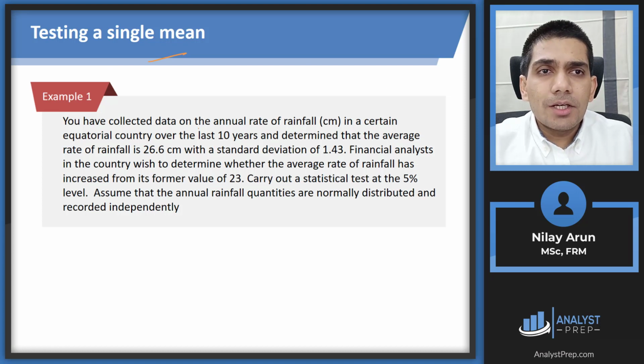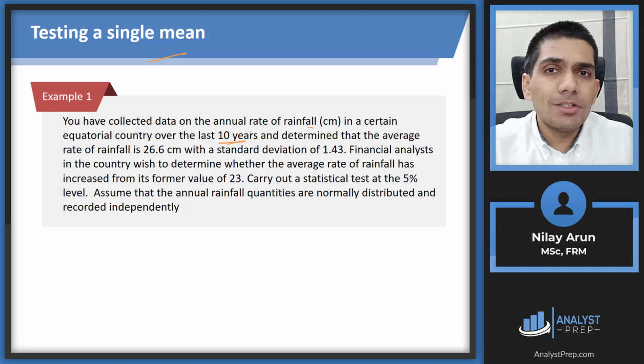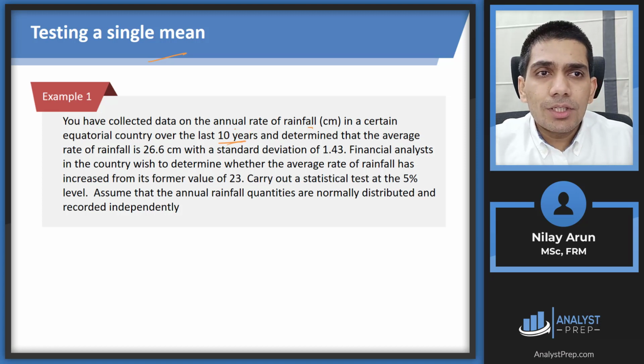Now you've collected data on the annual rainfall, in centimeters, in a certain country over the last 10 years. So we'll keep marking whatever is useful in the question so that we are able to use it when we solve it. So over the last 10 years, how many years of data are we using? It's 10. So 10 is essentially the n.